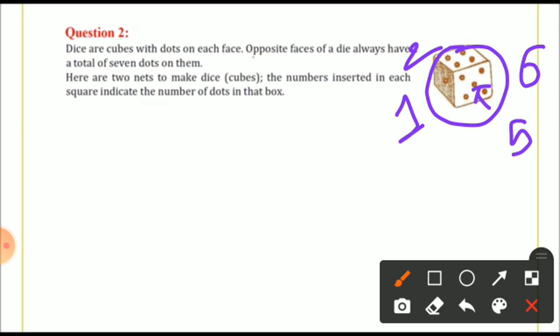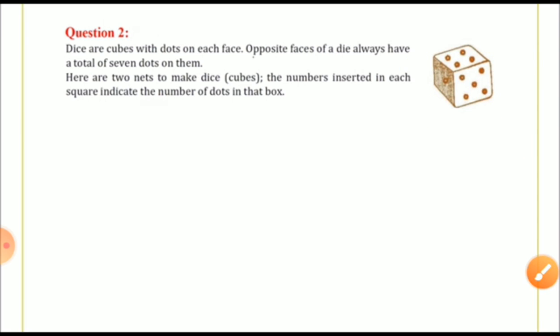Now, here are 2 nets to make a dice or cube. The numbers inserted in each square indicate the number of dots in the box. My dear students, here you can find questions with a practical base. You have a dice when you are playing ludo or snakes and ladders. You use these types of things many times.